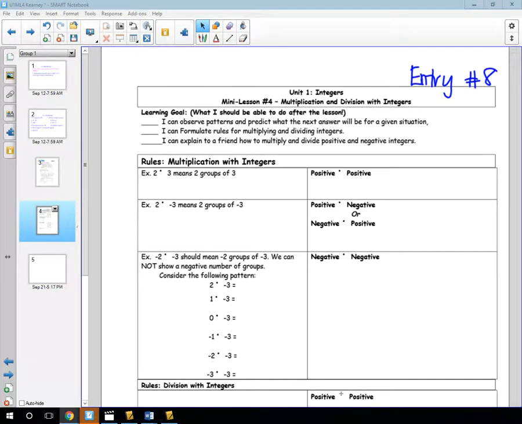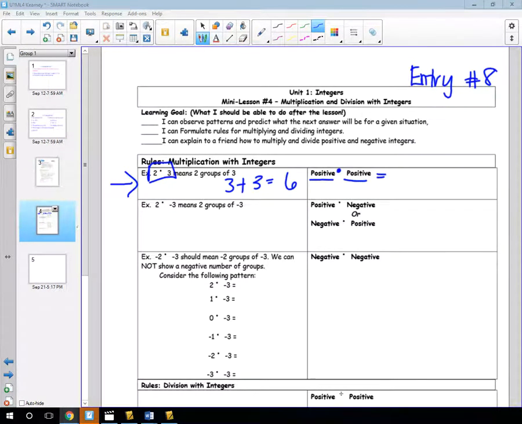Okay, so the first thing is if we're looking at multiplying a positive times a positive, for example, if we have 2 times 3, that means 2 groups of 3. Multiplication is the same thing as repeated addition. So if we have 2 groups of 3, that means we're going to add 3 plus 3, which is 6. So a positive times a positive is a positive. Nothing has changed. You guys already knew that.